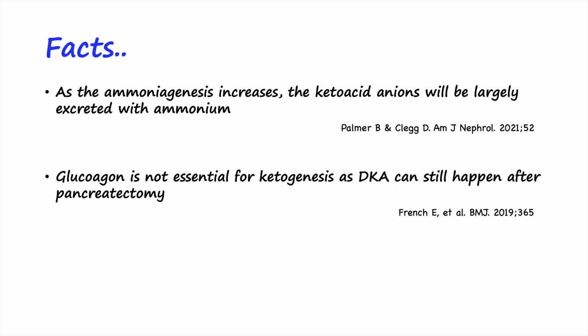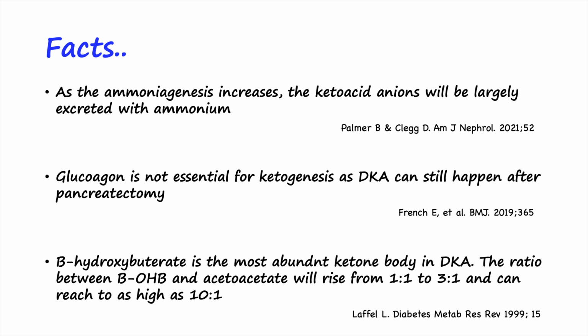Glucagon is not essential for ketogenesis, as DKA can still happen after pancreatectomy. Beta hydroxybutyrate is the most abundant ketone body in DKA. The ratio between beta hydroxybutyrate and acetoacetate will rise from 1 to 1 to 3 to 1 and can reach even as high as 10 to 1.